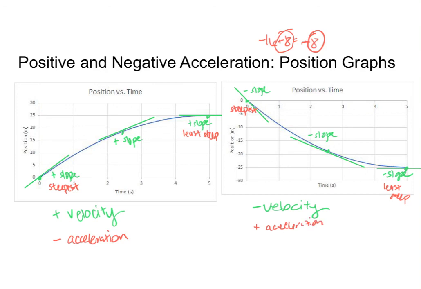Whenever we have a slope that's decreasing, that means that my velocity and acceleration have opposite signs. So if you figure out the sign of your velocity, and you know that your slope is decreasing, you know that your acceleration has the opposite sign. So if you have a positive velocity, you know your acceleration must be negative, and vice versa.